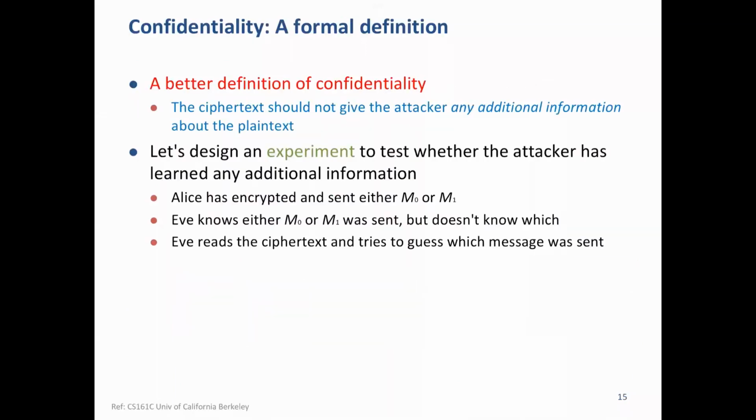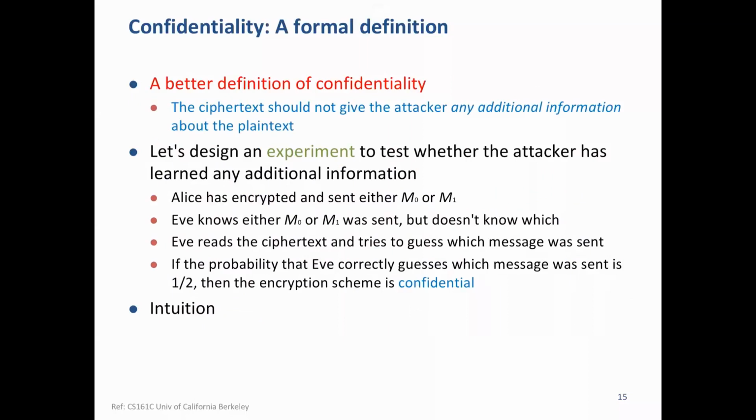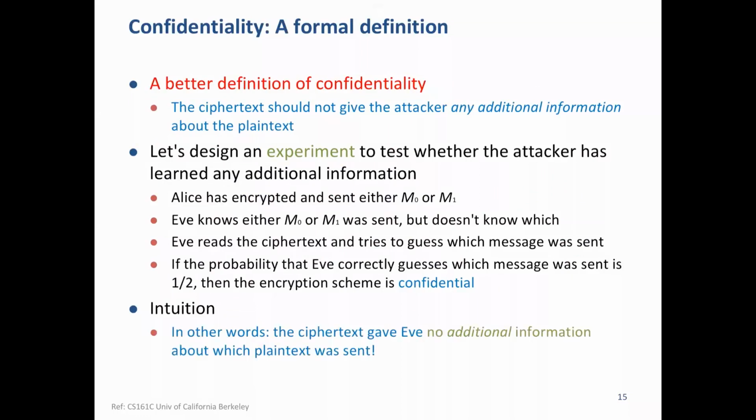Then we have looked at a scheme called IND-CPA, which is an experiment where Eve can trick Alice into encrypting any message that she sends, either M0 or M1.